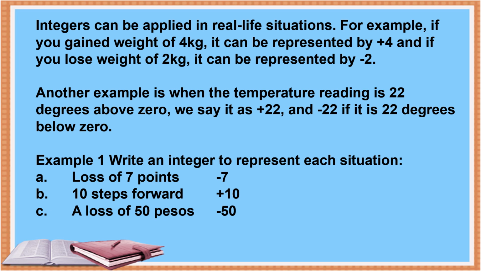We have here some examples. Write an integer to represent each situation. Letter A, loss of 7 points. When we say loss, that means negative. Therefore, the integer is negative 7.